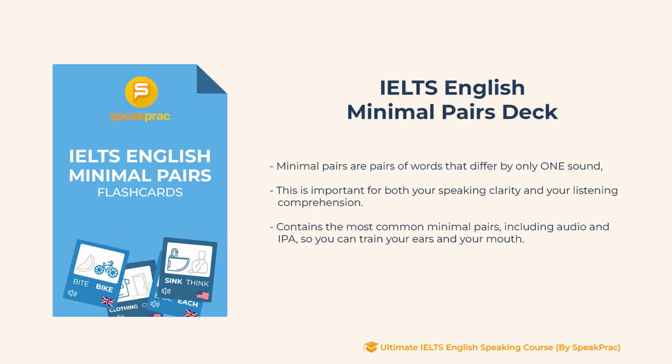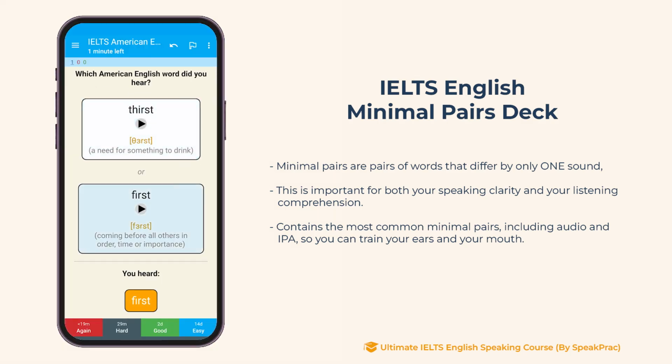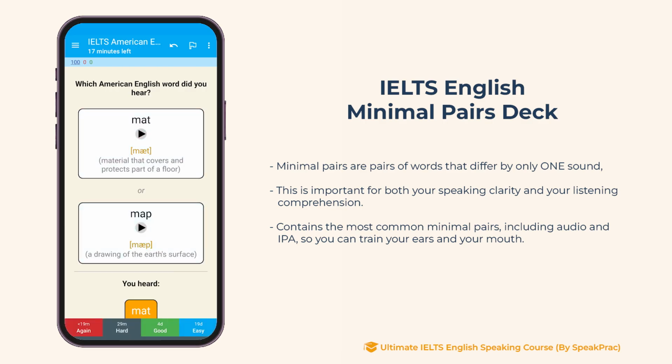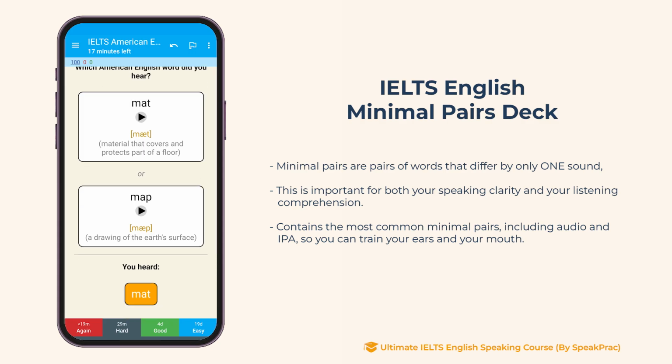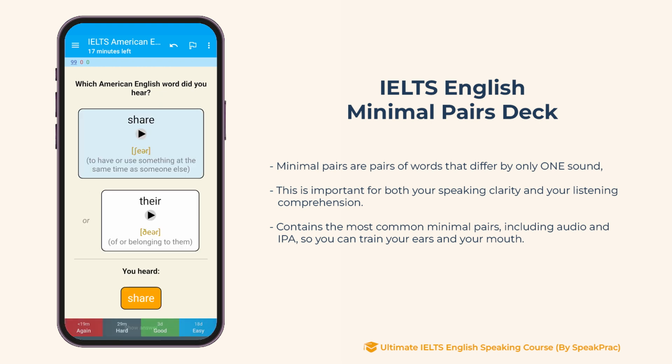Now for my favorite pronunciation workout, minimal pairs. These are pairs of words that differ by only one sound, like thirst and first. Take a listen to this audio. Mat. Can you guess which one it is? Mat. Map. Now, mastering these is crucial for both your speaking clarity and your listening comprehension. Minimal pairs are so useful because if you can't hear the difference, you can't produce the difference.